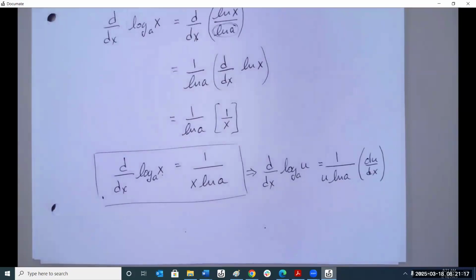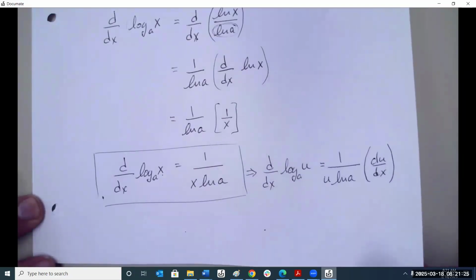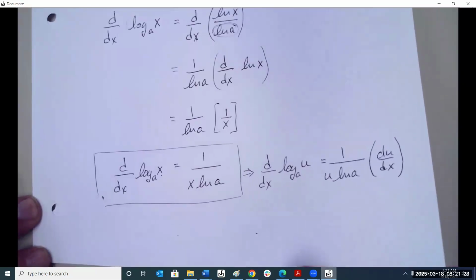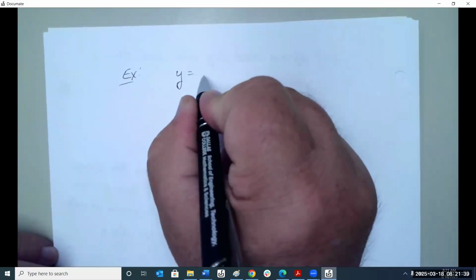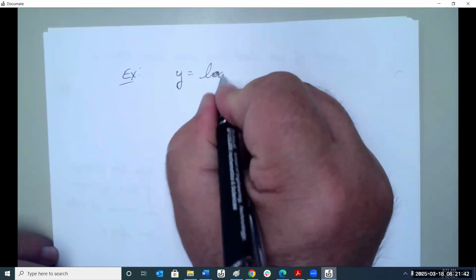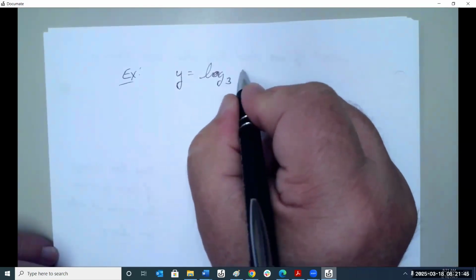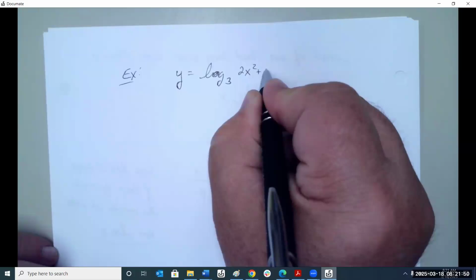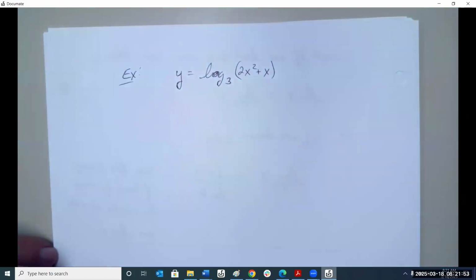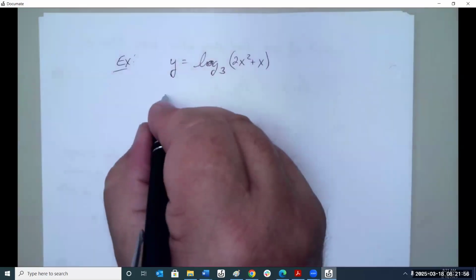Let's look for an example here. So far, so good? I'll just make up an example here. Y is equal to log base 3 of 2x squared plus x. Find the derivative.